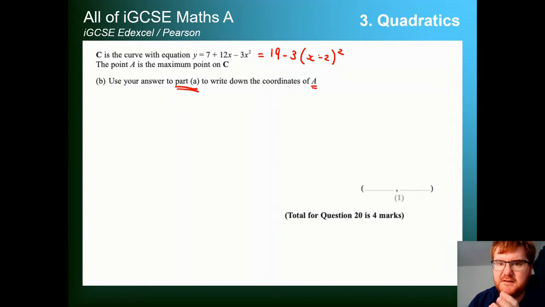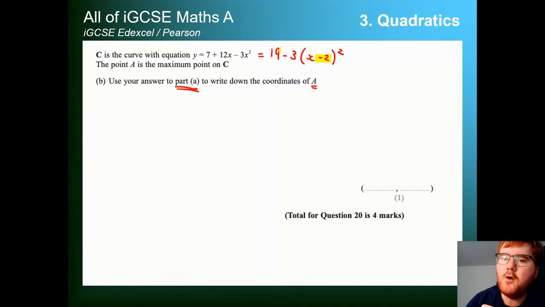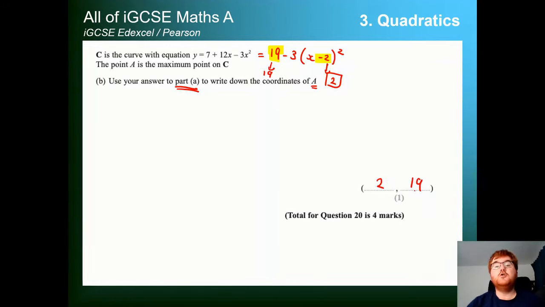Now, the great thing about this form, which is called vertex form, is that if you want to read off where the vertex is, all we do is take the number inside the bracket and switch the sign. So I switch that to 2. I leave the 19 as it is, and that gives me the x and y coordinates of that turning point: 2 and 19.